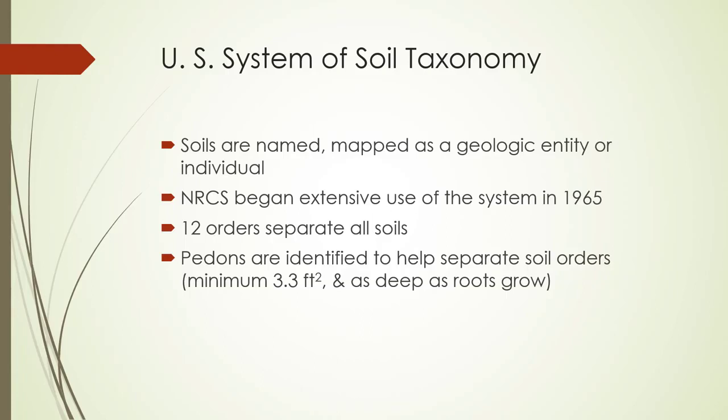So soils are named and mapped as a geologic entity or individual, and the NRCS, which is the Natural Resources Conservation Service, began use of the system in 1965, and there are 12 orders that separate all soils, and some areas may actually have all 12 soil types. Believe it or not, Hawaii has all 12 soil orders. So pedons are identified to help separate soil orders, and this would be a minimum of 3.3 square feet and as deep as the roots are growing.